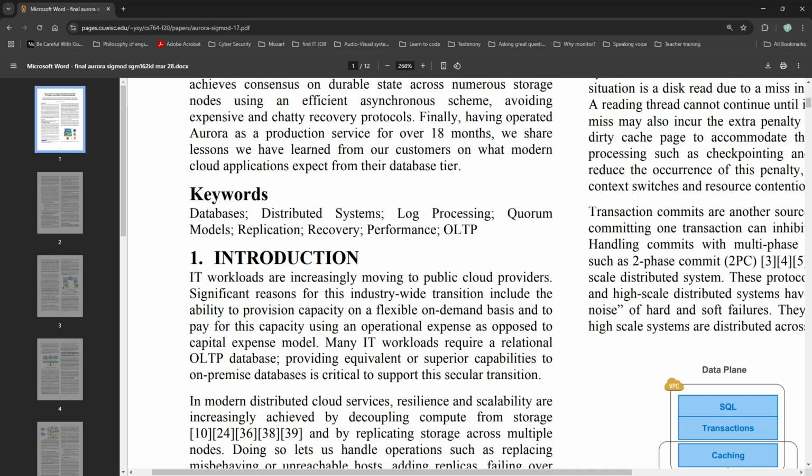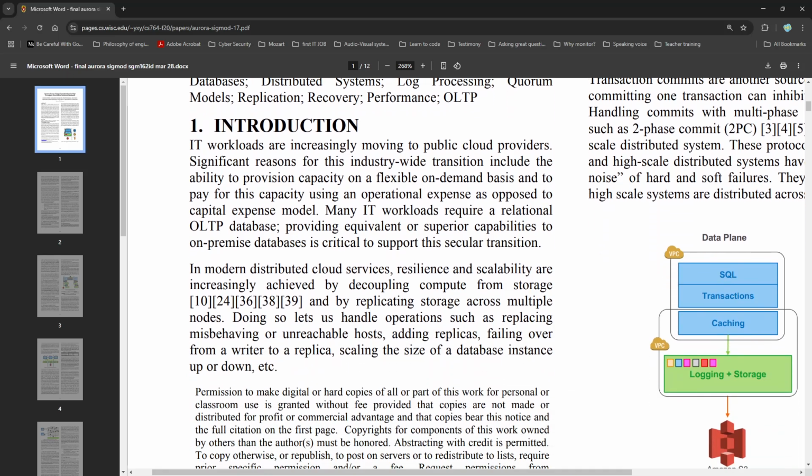Keywords in this paper are databases, distributed systems, log processing, quorum models, replication, recovery, performance, OLTP. Section 1. Introduction. IT workloads are increasingly moving to public cloud providers. Significant reasons for this industry-wide transition include the ability to provision capacity on a flexible, on-demand basis, and to pay for this capacity using an operational expense as opposed to capital expense model.